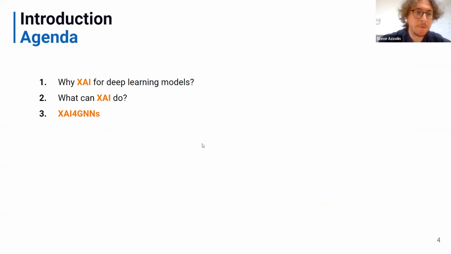Today's agenda is to first motivate why we may need explainability for deep learning models. I will try to convey some ideas of what we can do with explainability, since it's a very general and broad term. And then we will dive into some examples of explainability for graph neural networks.